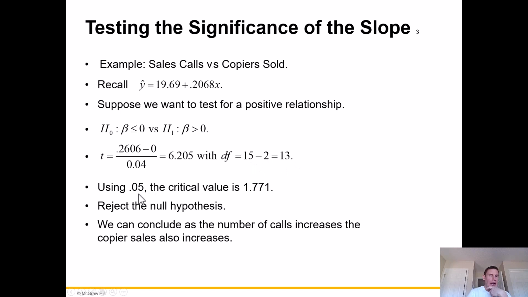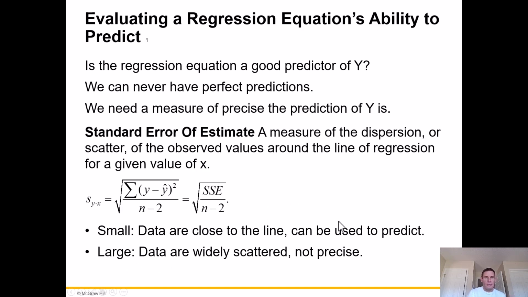So again, using an alpha of 0.05, the critical value is 1.771. Obviously, the value here, 6.205, is way higher than 1.771. So we're certainly okay to reject the null hypothesis. So we can conclude that as the number of calls increases, the copier sales also increase.